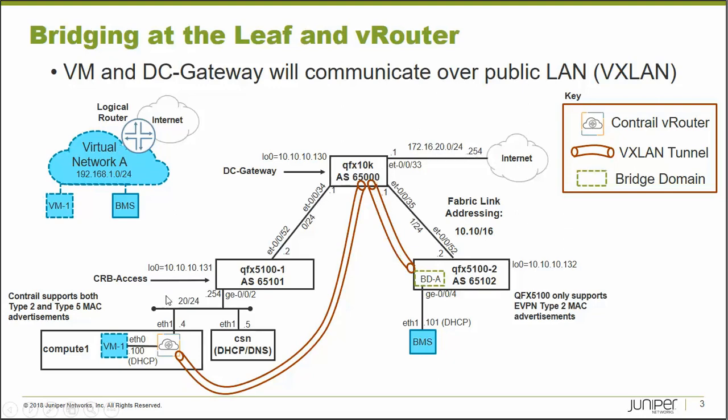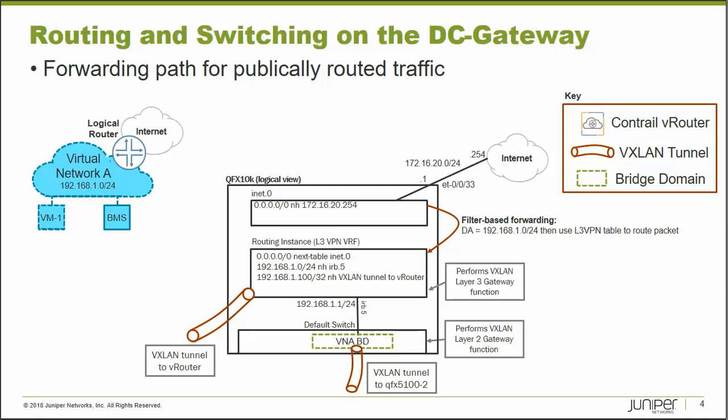Some of the things to note is that the Contrail control node supports type 5 advertisements by default, and that's exactly how it advertises the address of VM1 up to the QFX10000. The older QFX5100s only support type 2 advertisements. So type 2 advertisements are advertisements of MAC addresses, so they will get placed in a bridge domain here on the QFX10000. The type 5 advertisement is an advertisement of a network, the 192.168.1.100/32 network, and it will get placed in a routing instance up here, which we'll see on the next slide.